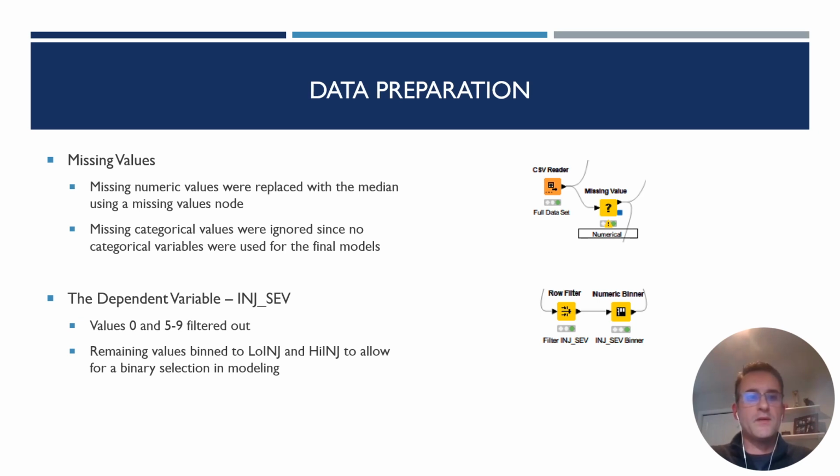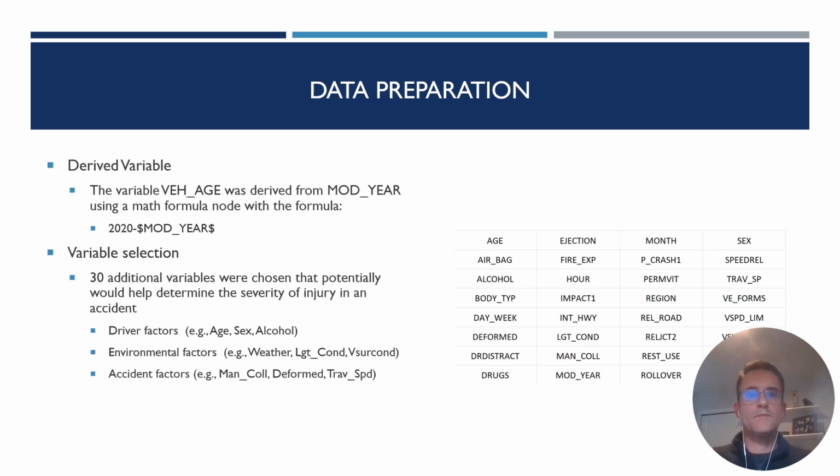That left us with values 1 through 4, which we then binned into low injury and high injury. Values 1 and 2 were binned into low injury, which were possible injury and suspected minor injury, while values 3 and 4 were binned into high injury, which were suspected major injury and fatalities. After this initial filtering and binning, that left us with only 29.3% of our original data.